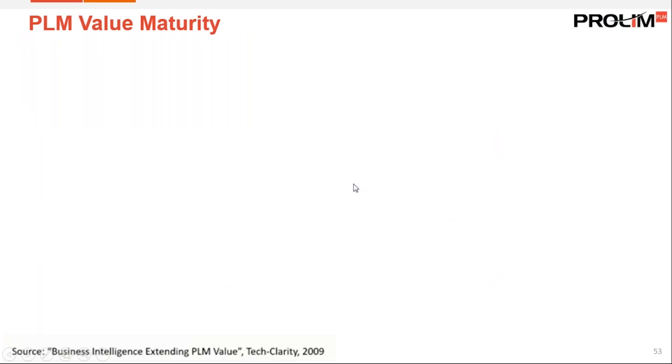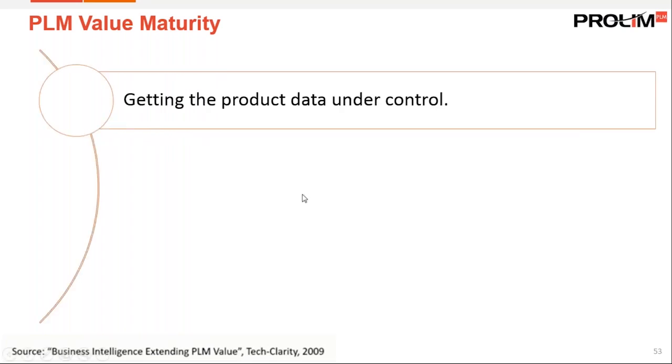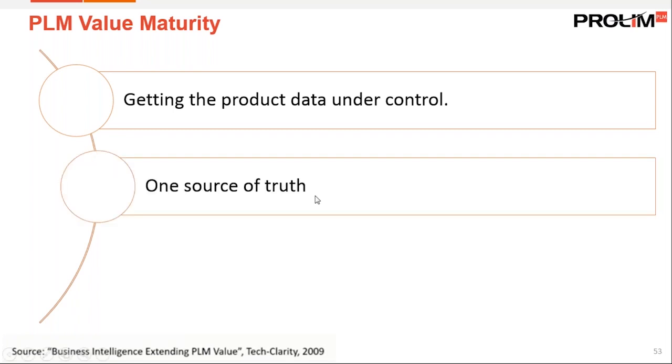Now, as per Tech Clarity, they have brought out a blog on business intelligence extending PLM value. As per them, the PLM value maturity is like this. Initially, you want to get the product data under control. That is nothing but product and process management and automation. That means whatever deliverables, milestones and program plans are there, you want to bring them into one system and keep your data under control. The next level is one source of truth, wherein a single system takes care of all the deliverables, resources or your program plan, and you are avoiding duplication.